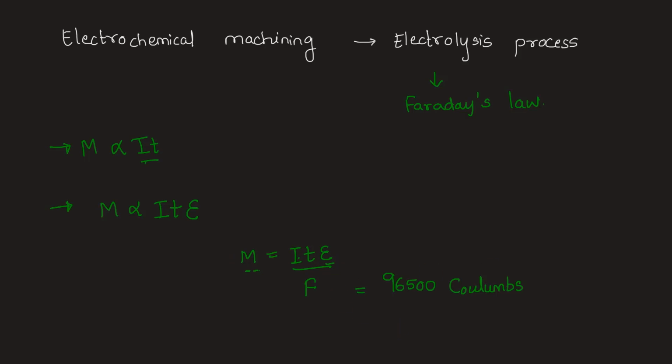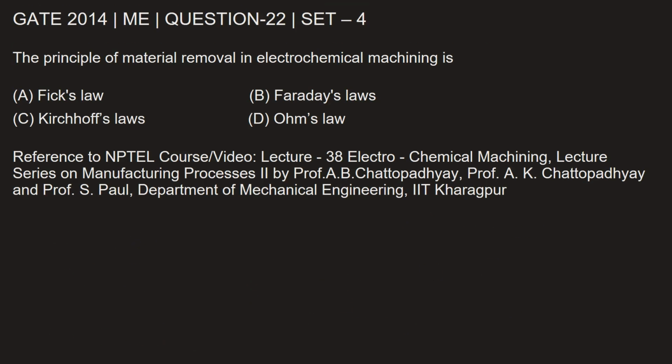Let's go back and mark the correct option. So as already seen, our correct answer is option B, the principle of material removal in electrochemical machining is Faraday's laws. It is either deposition or removal. In both cases, the same law is going to be applied. M is directly proportional to the amount of electricity passed and the chemical equivalent weight of the materials.